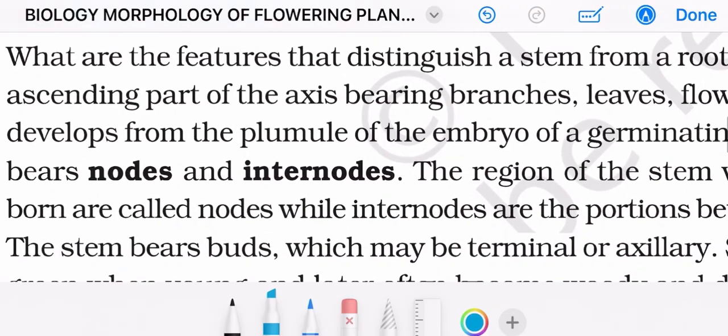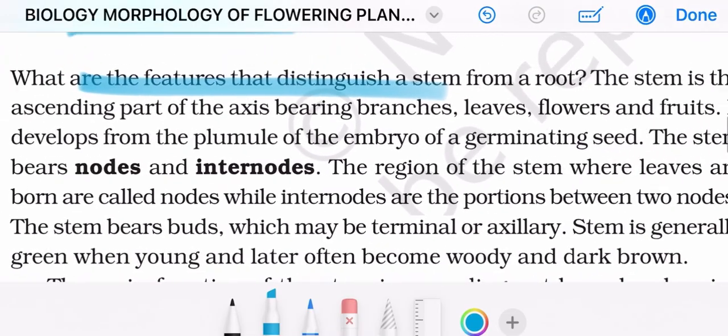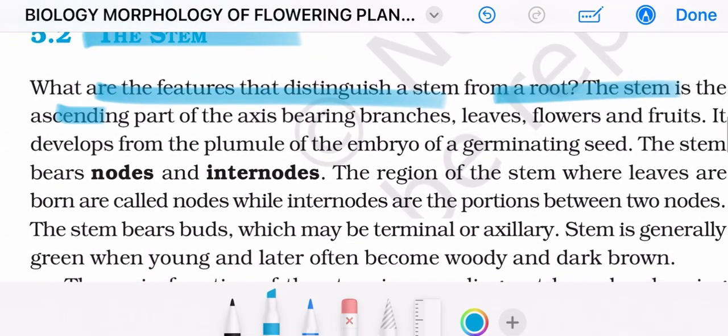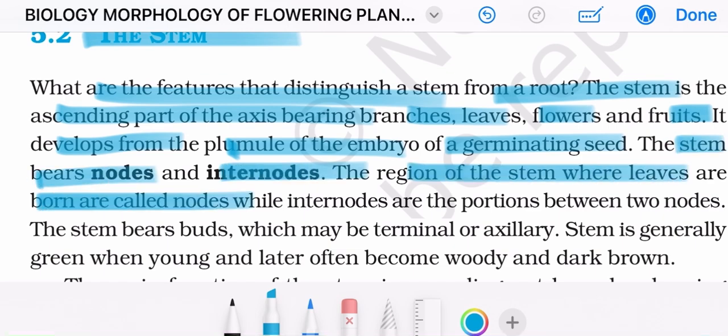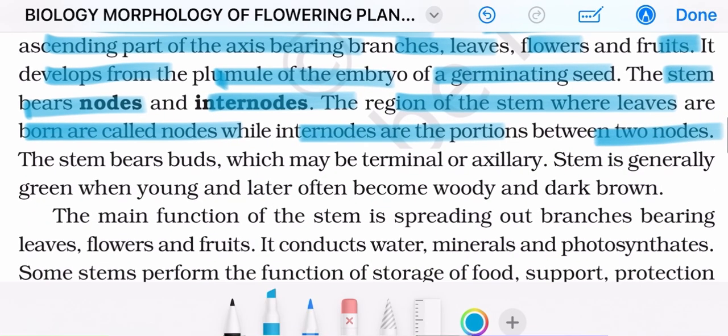Now moving to the stem. What are the features that distinguish a stem from a root? The stem is the ascending part of the axis, bearing branches, leaves, flowers and fruits. It develops from the plumule of the embryo of a germinating seed. The stem bears nodes and internodes. The region of the stem where leaves are borne is called the node, while internodes are the portions between two nodes. The stem bears buds, which may be terminal or axillary.